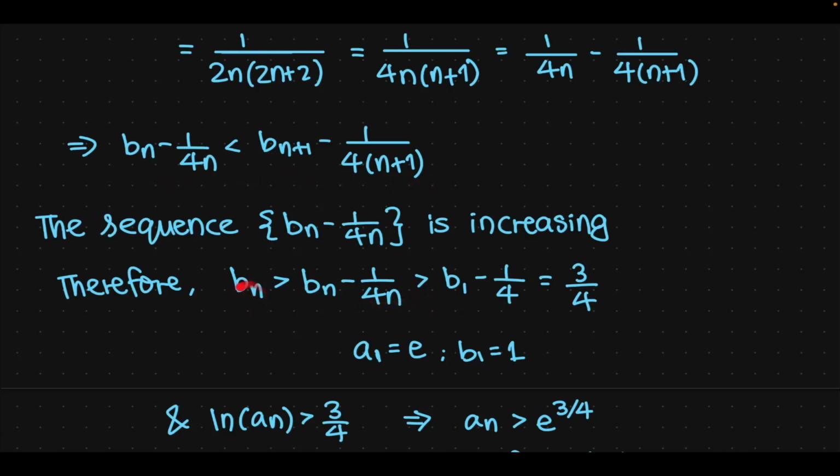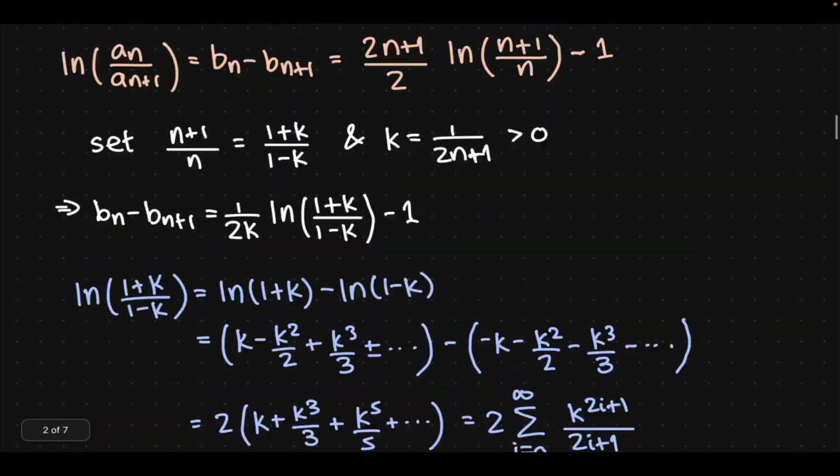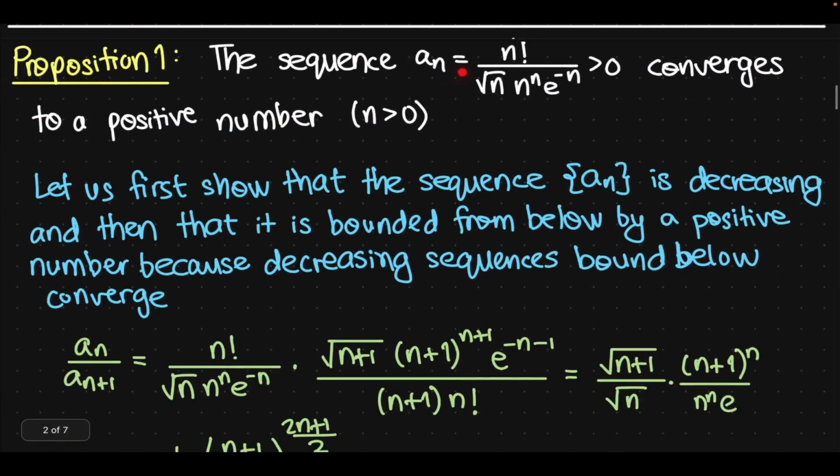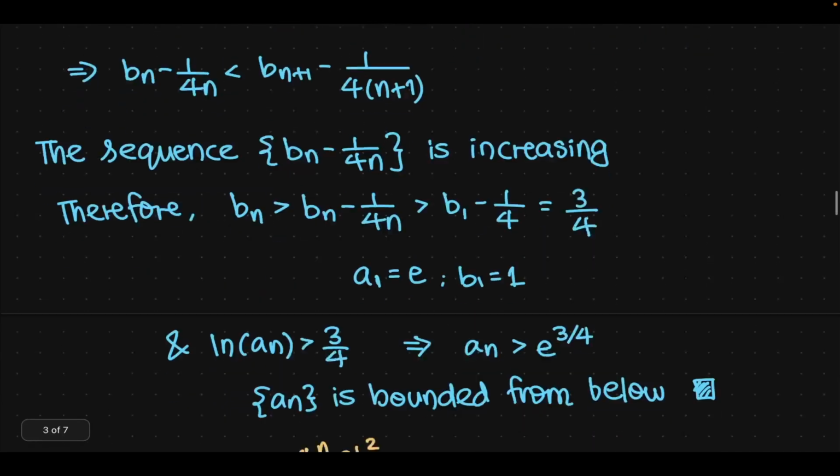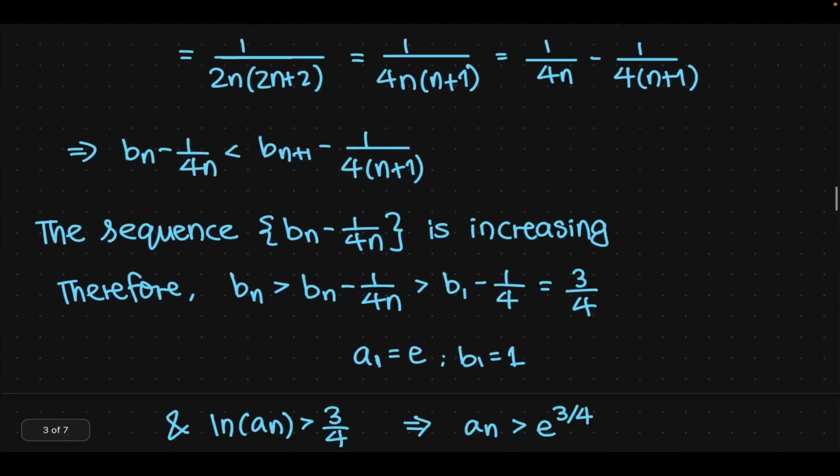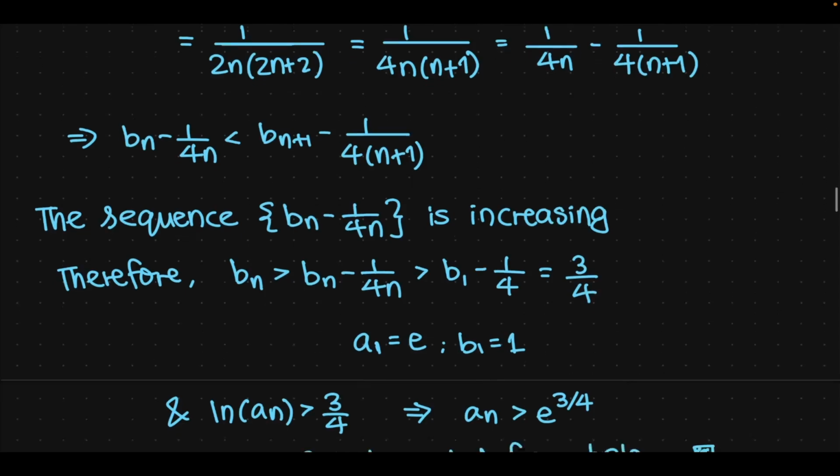And then the last one is just common sense because we're getting rid of the 1 minus 1 over 4n here. So bn minus 1 over 4n is less than bn, right? And then we can compute what b1 minus 1 over 4 is. We know a1 is e just by going back to the definition of an. Just a1 is e, and therefore b1 is just 1 because ln of e is 1, and then we get 1 minus 1/4 is 3/4. So we have a lower bound for bn.